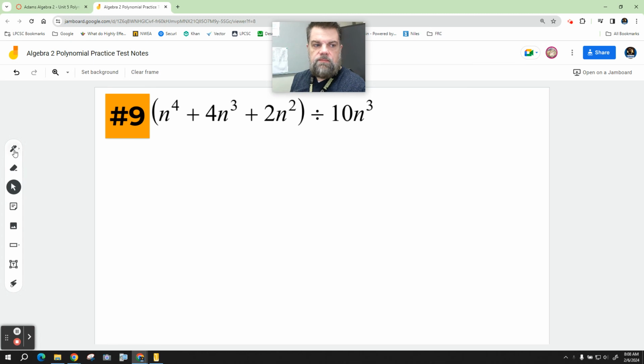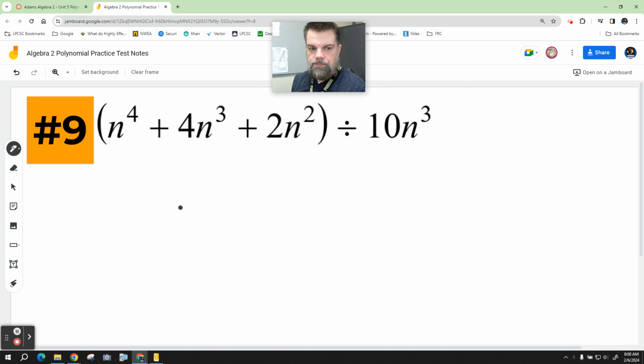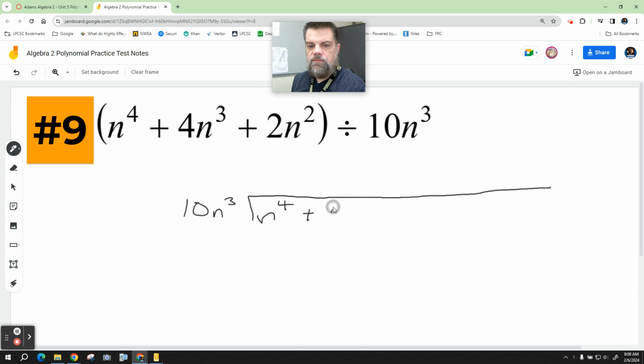So you write this out like a regular long division problem. Okay. 10n cubed going into n to the fourth plus 4n cubed plus 2n squared.